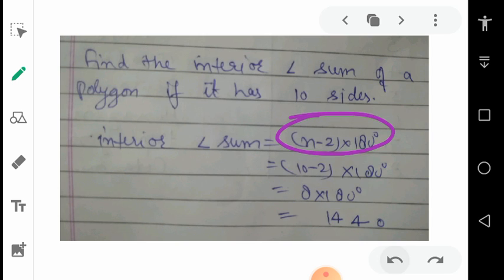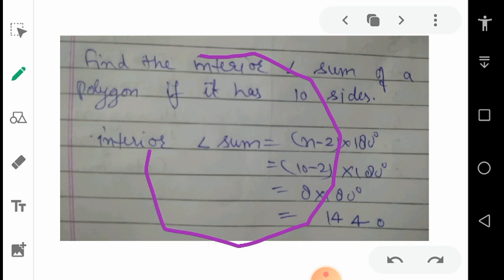Now let's try to draw a 10 sided polygon. We can draw it but it may not be perfect. See, 1 2 3 4 5 6 7 8 9 and 10. So in this way we can draw any polygon by freehand, but it may or may not be perfect. So polygons with any number of sides are possible. By using freehand drawing, or by using some mathematical instruments, we can draw them.